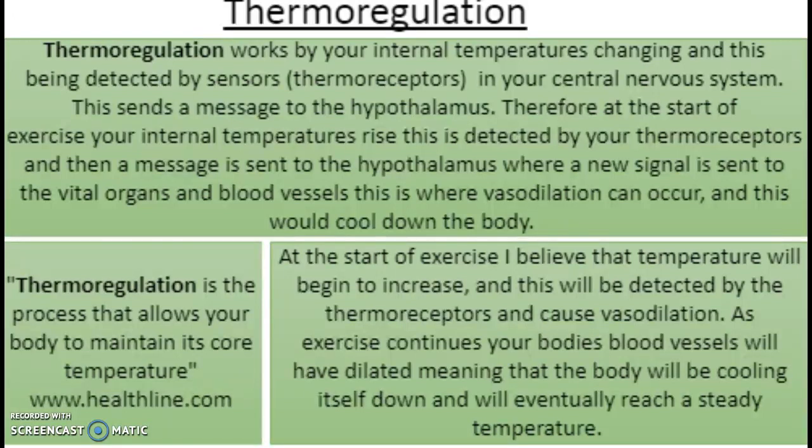At the start of exercise, I believe that temperature will begin to increase, and this will be detected by the thermoreceptors and cause vasodilation. As exercise continues, your body's blood vessels will have dilated, meaning the body will be cooling itself down and will eventually reach a steady temperature.